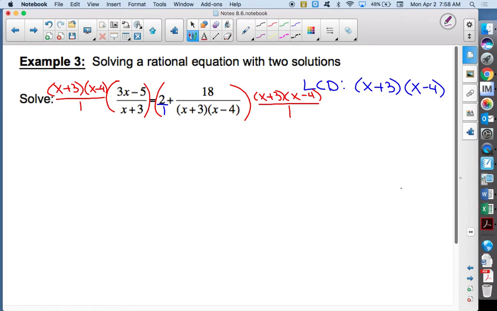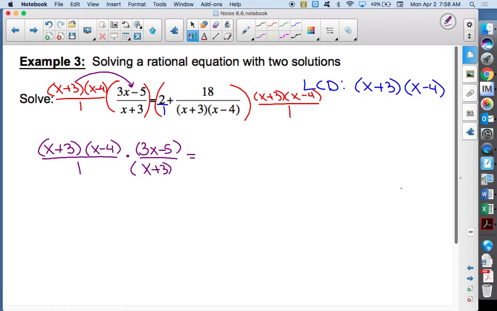So I'm going to write this out again step by step. Some of you might be able to skip this step if you kind of see what's happening with the problem. But we're taking the least common denominator and multiplying it by the fraction that's currently there. So x plus 3, x minus 4, that's my least common denominator, over 1, times the fraction 3x minus 5 over x plus 3. And I'm just putting parentheses around each of those as well.